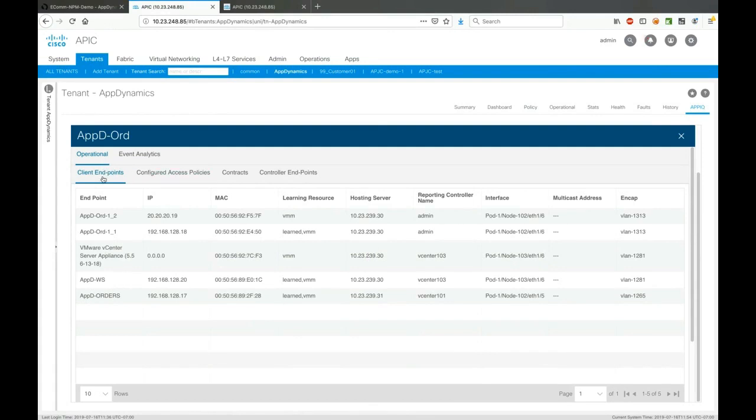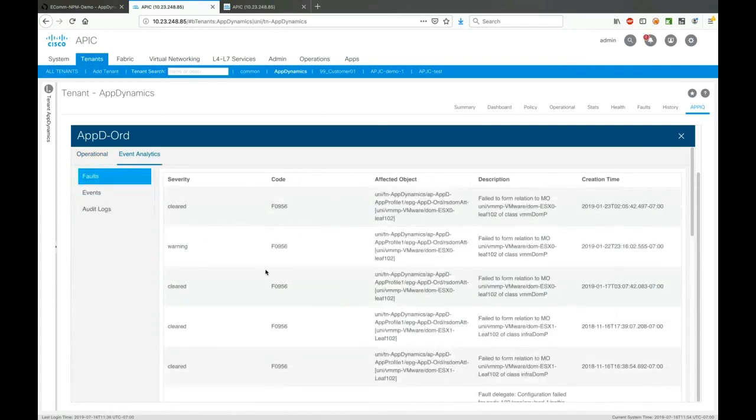So I have some operational information about client endpoints. I can also go ahead and take a look at the event analytics related to this particular endpoint group. So I can say, what are the audit logs? What are the faults? What are the events that have happened, right? So I can trace back, saying that I see my order processing tier is held as critical. Let me go ahead and debug this, and this gives you a very contextual view only related to that particular set of ACI network constructs. So you can troubleshoot the networking issue faster.